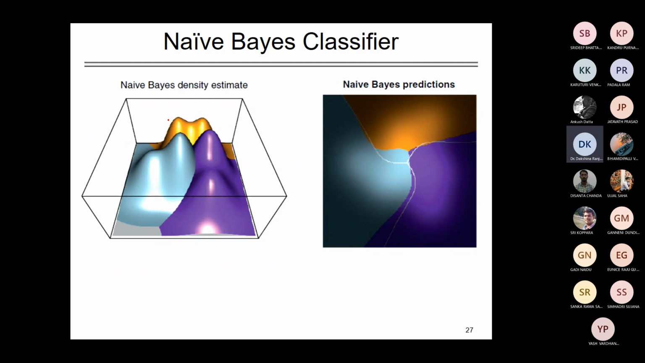Now here in this diagram, we can see the naive Bayes density estimation done for 3 classes, and this is the prediction that we have made. In the last class we considered a data set of 3 classes. If we consider the same data set for density estimation, here we get the naive Bayes density estimation for these 3 classes, and here the naive Bayes predictions. This white color boundary represents the boundary between these 3 different classes.